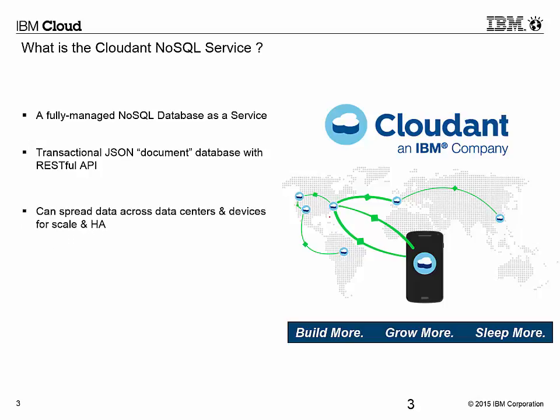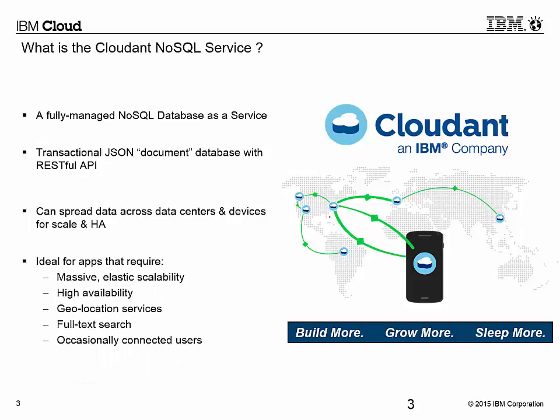It can spread data across data centers, devices for scalability and high availability, and we'll talk more about that when we talk about the Cloudant Sync feature. So it's ideal for apps that require massive elastic scalability, high availability, geolocation services, full text search, and occasionally connected users. So users that need to be able to work offline when they're not connected to the database directly.